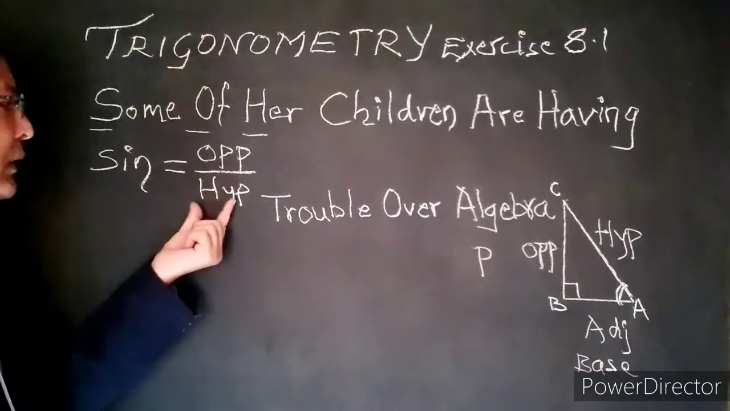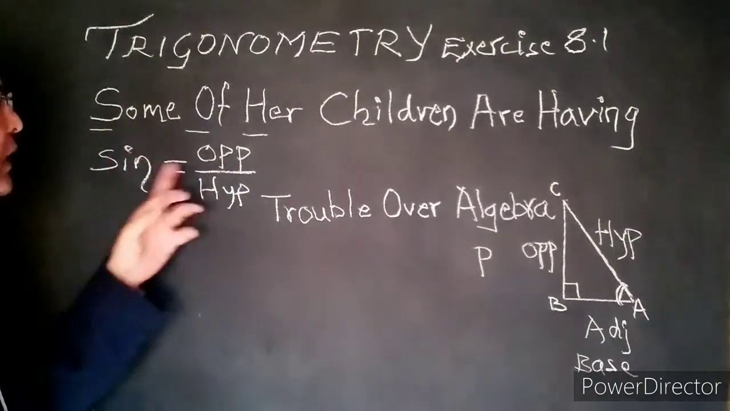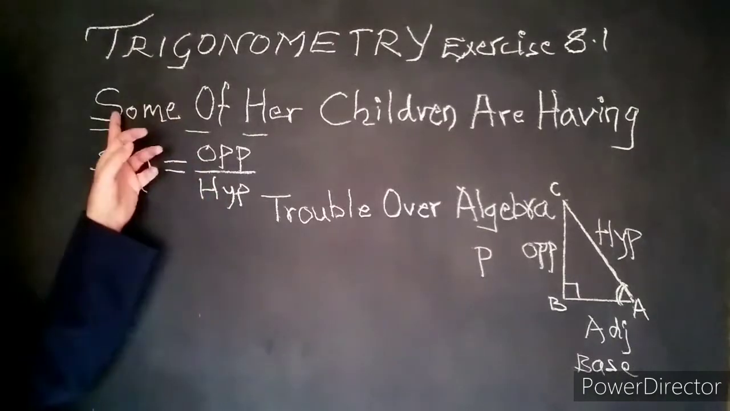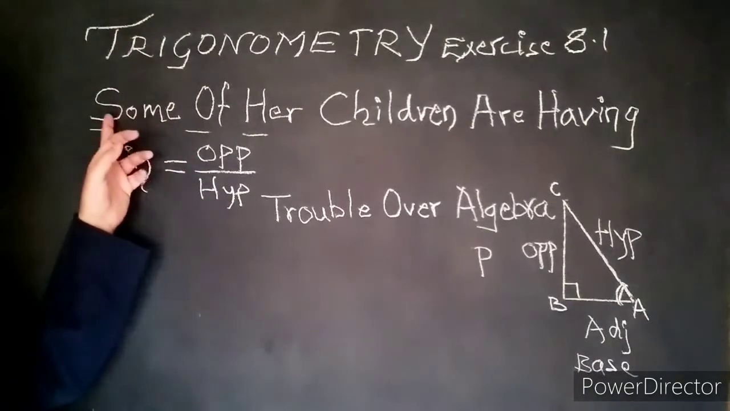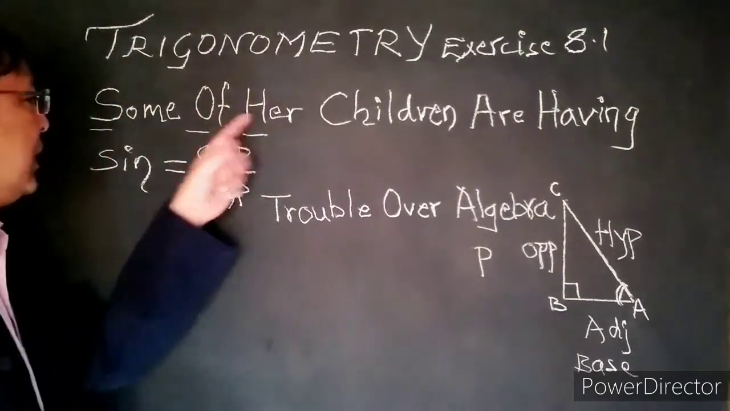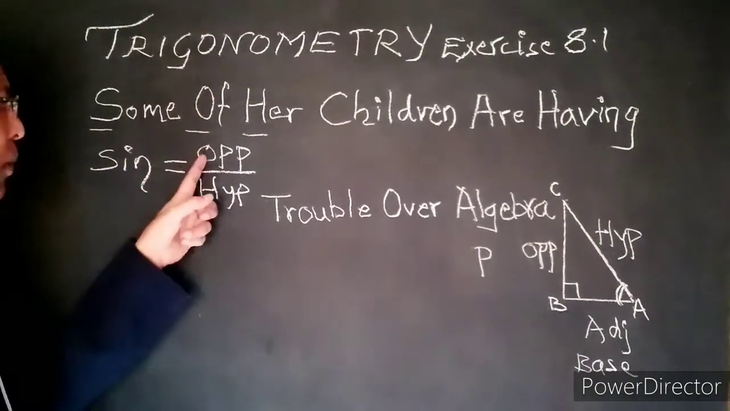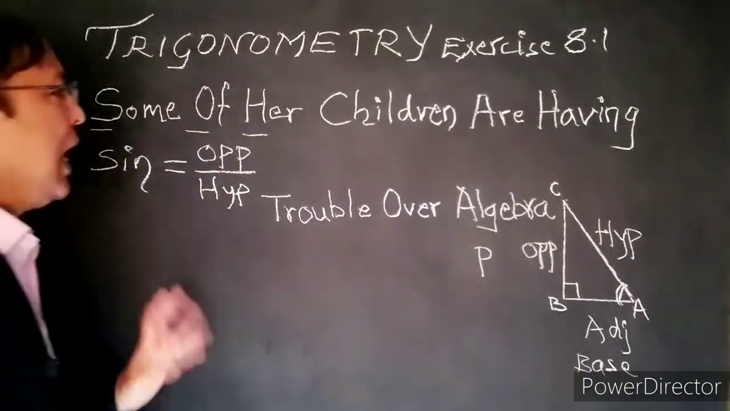Sine means opposite side by hypotenuse. How did we come to know that sine is opposite upon hypotenuse? From this statement, "Some of her." This "Some of her" gives the sine ratio. S stands for sine, O stands for opposite side, H stands for hypotenuse.